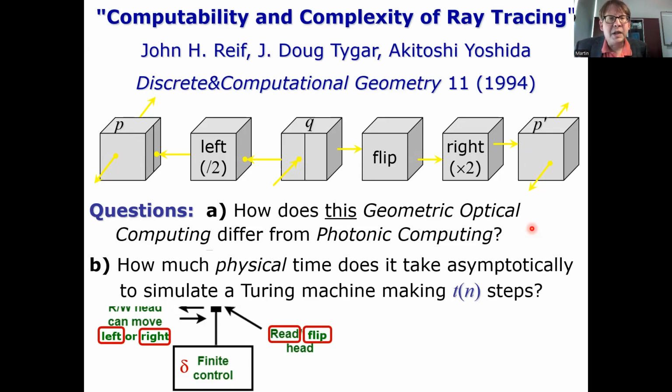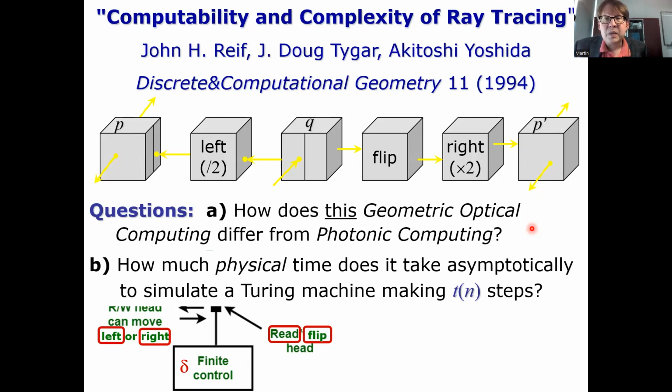And if we simulate this in this optical way, how much physical time does it take? Remember, when we talk about Turing machine efficiency, we only count the number of steps, n squared or n cubed or 2 to the n steps. How much physical time does it take here? Does this take seconds or hours or years? How does the physical time depend on the Turing machine's number of steps?